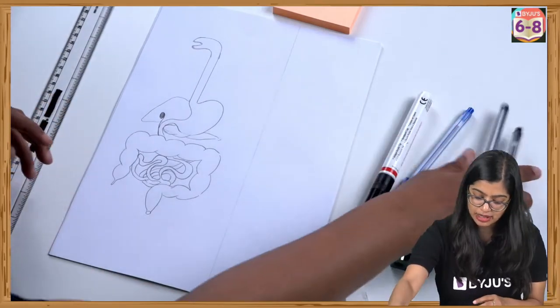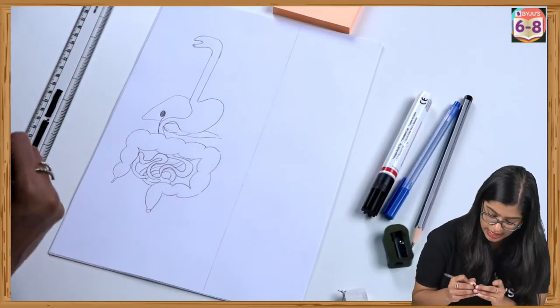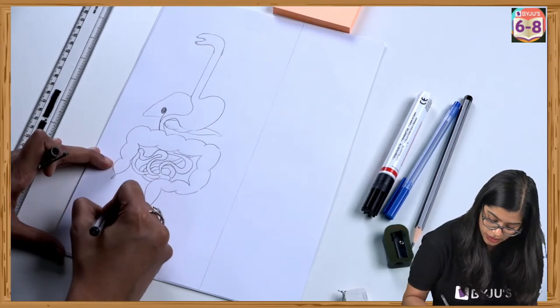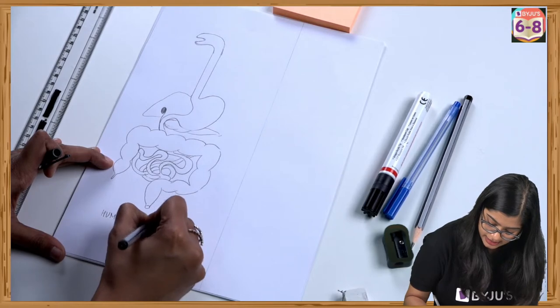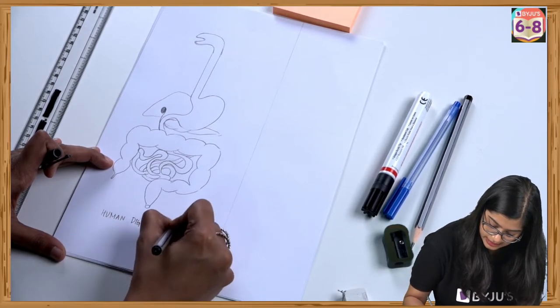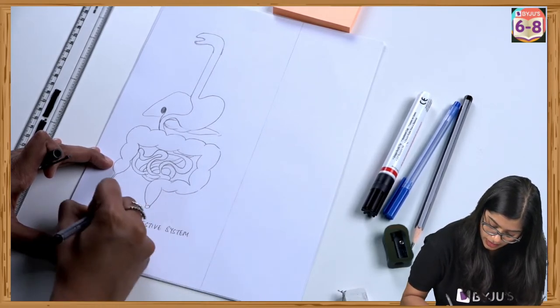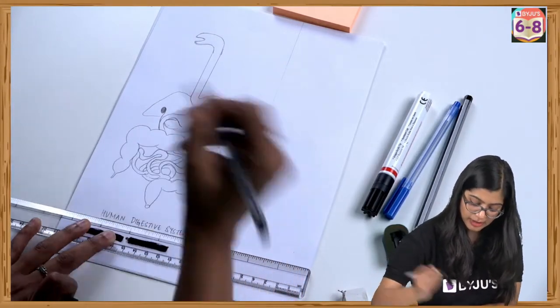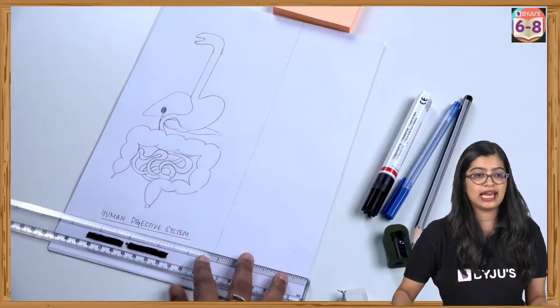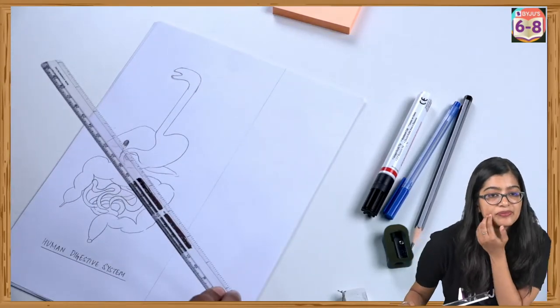Now next thing that you need to do is to label it. So you will label it here. That is your human digestive system. And underline it with a pen. I mean with the scale. Yes, all right, okay.